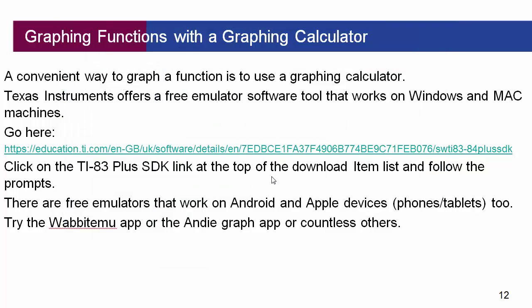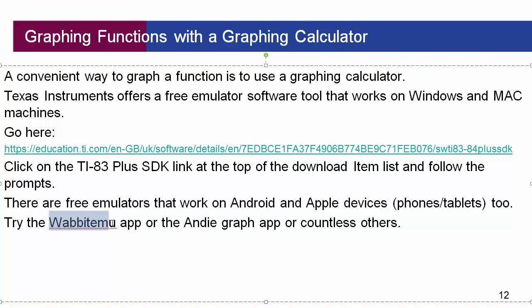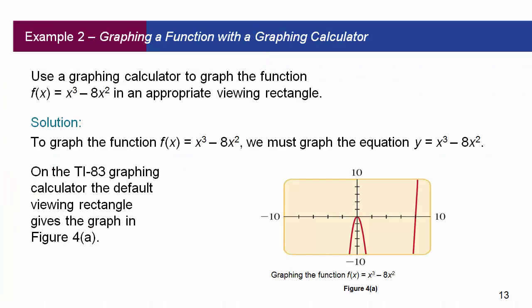Okay, if you don't want to use that, or if you don't have a Windows or a Mac machine and you're using a Chromebook, it should work on Chromebooks, but if not, you want to use an Android or an Apple device, like you want to put something on your phone or a tablet, there are all sorts of applets out there that will do it. My favorite is the Wabbit EMU. It's very simple to use, and it basically just turns your phone into a TI-84. The screen looks exactly like it, and you just touch the buttons like you would normally. It's fantastic. So you don't have to spend the money if you don't want to.